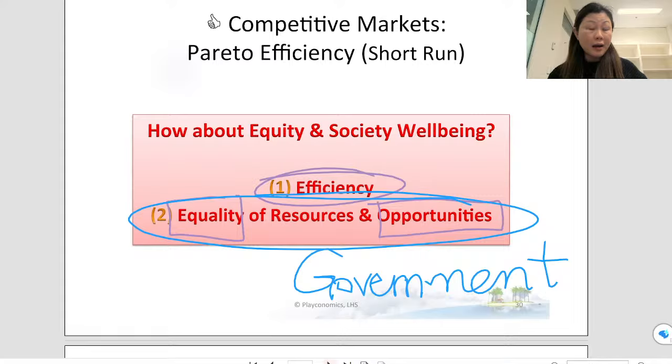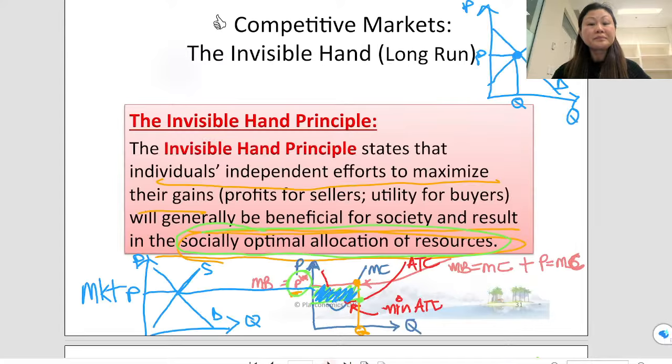We also mentioned that Pareto efficiency only focuses on the efficiency. It doesn't look at equality of resources and opportunity. That is left to the government, and that's what we're going to focus on today.